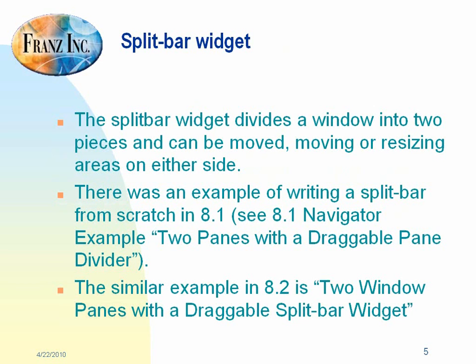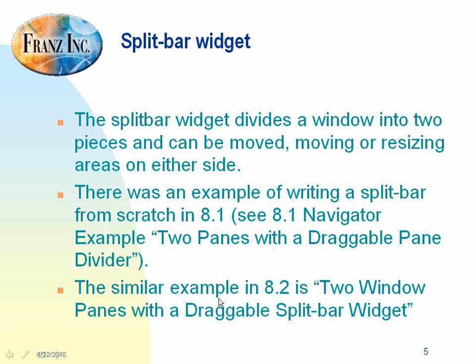Now, one of the new widgets that we've provided is called the splitbar widget, and the splitbar widget divides the window into pieces and can be moved, moving the areas on either side. In 8.1, there was an example where a splitbar widget was created from scratch, and if you look at the 8.1 Navigator example, 2 panes with a draggable divider, you can see that.